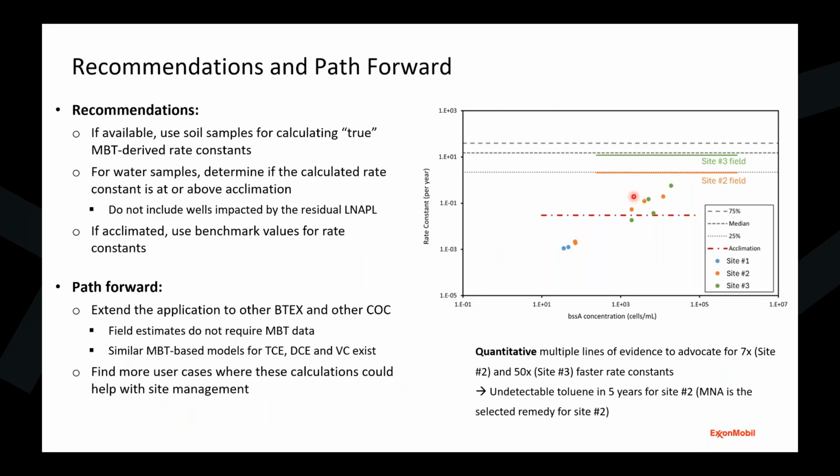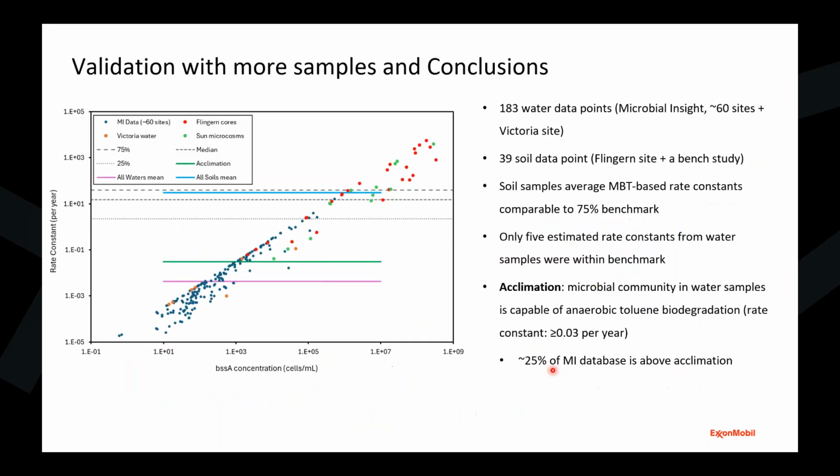As you can see here, there might be also some future application in which we can refine this acclimation value based on additional observation. And yeah, the fact that 25% of the database is above acclimation is actually pretty good, because if you consider that above benchmark we have only like what, 4 data points from the water, that means that by using this acclimation value we can include way more data points from water samples, and if our samples are above acclimation, we can use the benchmark value from the literature.